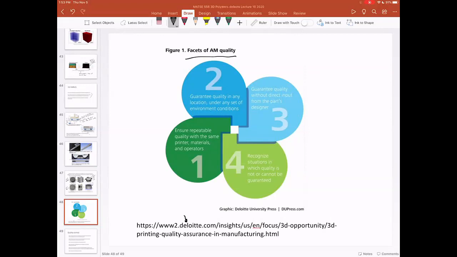And so defects relate to the quality of a part. And if you've ever worked in a company or on a manufacturing line where you're making tens or hundreds of the same thing or millions of the same thing, you know that quality is really important, and controlling defects is part of quality. And so the first facet of AM quality, at least according to this Deloitte model, is that you want repeatable quality with the same printer, materials, operators.